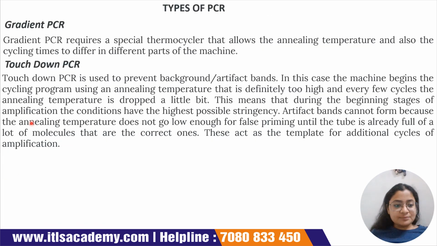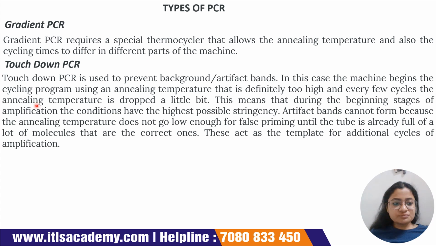Now talking about types of PCR. So सबसे पहले we have gradient PCR, then we have touchdown PCR. So gradient PCR requires a special thermocycler that allows the annealing temperature and also the cycling times to differ in different parts of the machine. And touchdown PCR is used to prevent background or artifact bands.